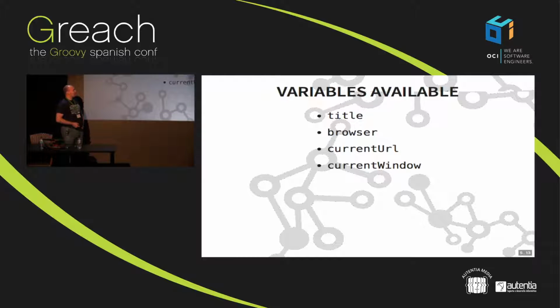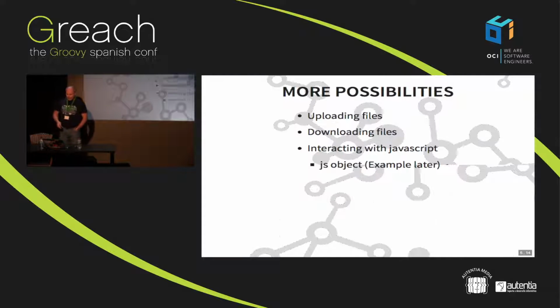Some special variables that we have available, the title variable, so we get the title of the web page. You can interact with the browser from WebDriver and have the current URL and the current window. We have much more options available. You can upload files, download files. When it comes to download files, because the browser asks you where do you want to save it normally, this tends to become a little bit of a problem.